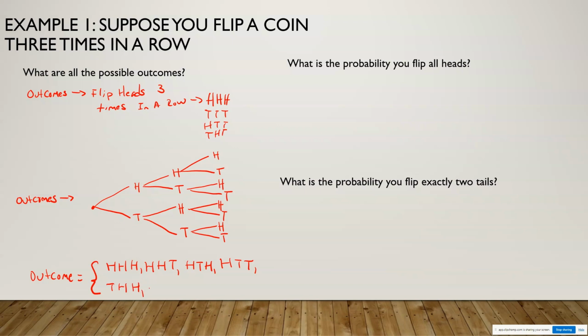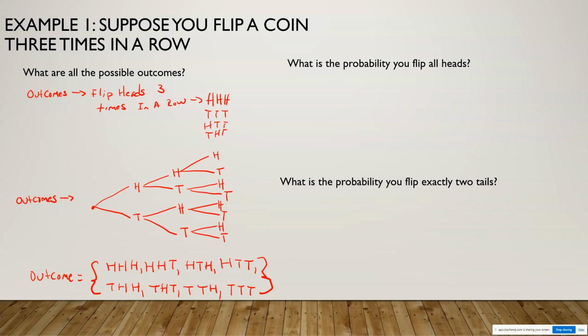Tail, head, tail. Tail, tail, head. Or tail, tail, tail. And what I see here is there are 8 possible outcomes to this probability experiment.